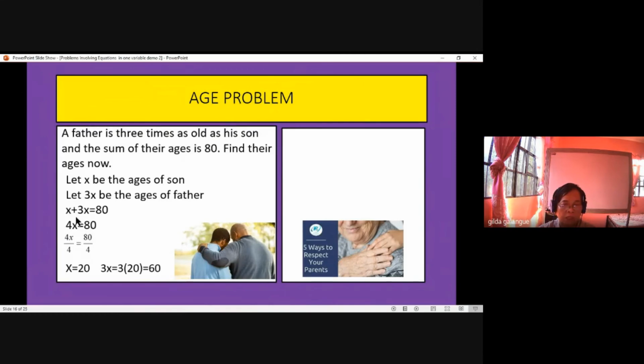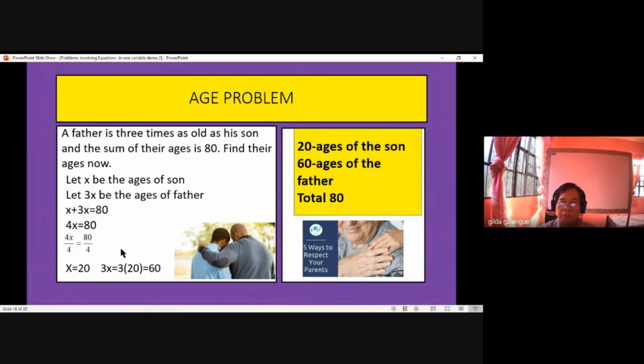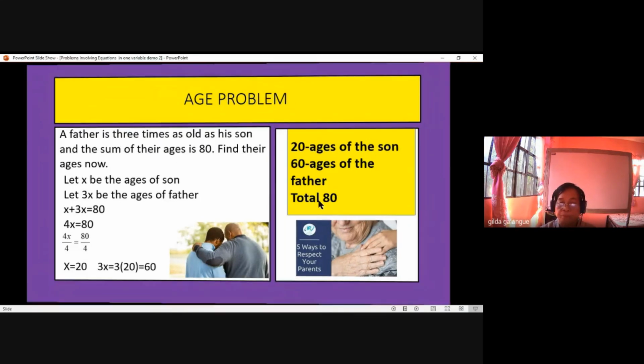4x equals 80. Dividing both sides of the equation by 4, 4x divided by 4 is x. 80 divided by 4 is 20. So we have 3x. This is 3 times 20, and 3 times 20 is 60. This will be the age of the father. So we have 20 is the age of the son, 60 is the age of the father, and the age of the father is 3 times the age of the son, and the total age is 80.